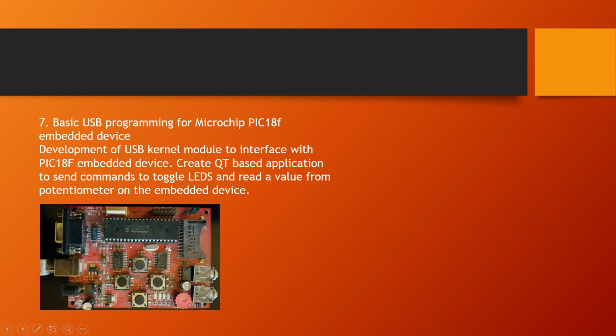Seventh is basic USB programming for Microchip PIC18F embedded device. We will develop a USB kernel module and interface with PIC18F embedded device. We'll create a Qt-based application to toggle LEDs and also read a value from the potentiometer on the PIC18F board. We will also talk about the USB subsystem in Linux and various USB data flow types.